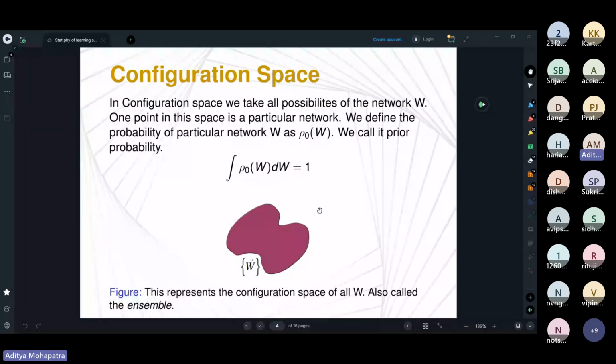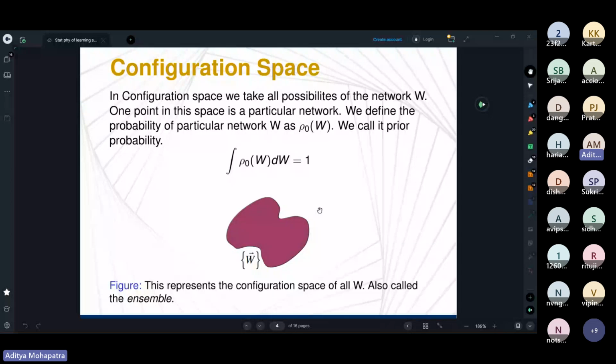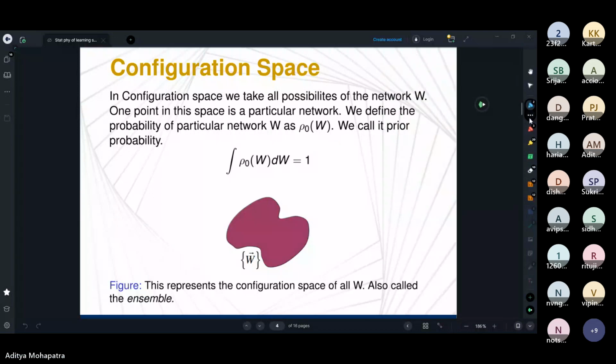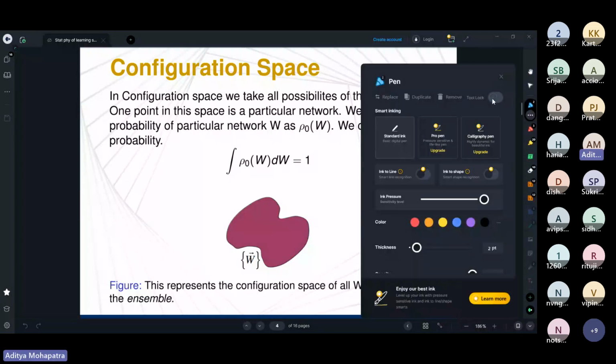So let's move to the next part, which is configuration space. So I'll just draw it. Just give me. Right here.